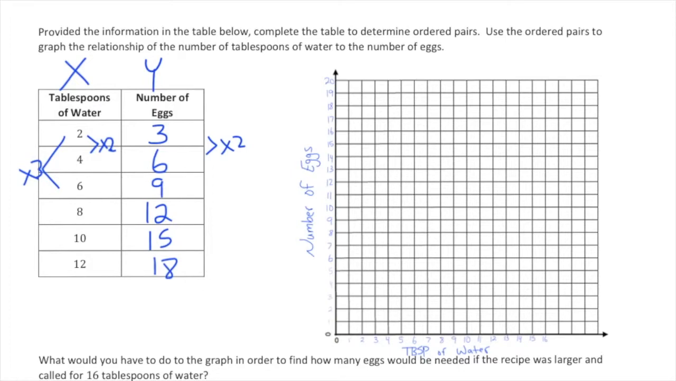So I'll show you how to plot the first one, 2 to 3. So that's 2 tablespoons of water. So here's the 2. And it's 3 eggs. So I go from 2 on up to 3, and I'm going to put it right there on that dot. And I just like to, there it goes. It's not really perfect, but I can adjust.